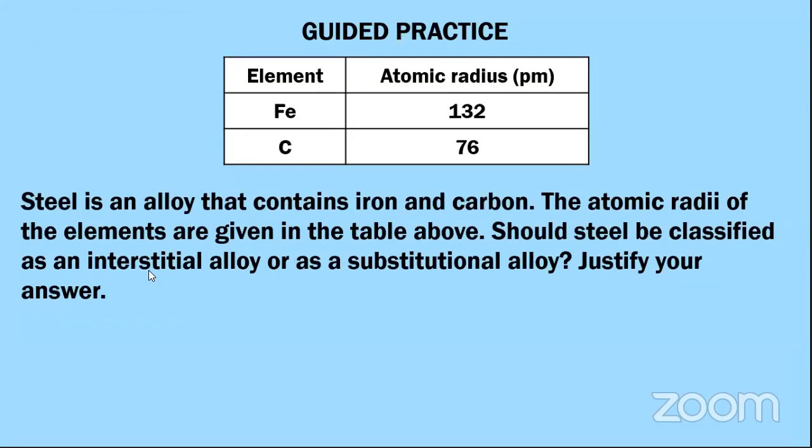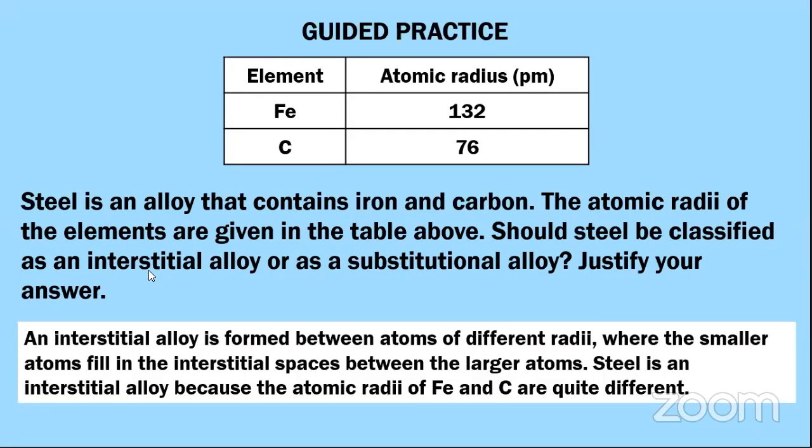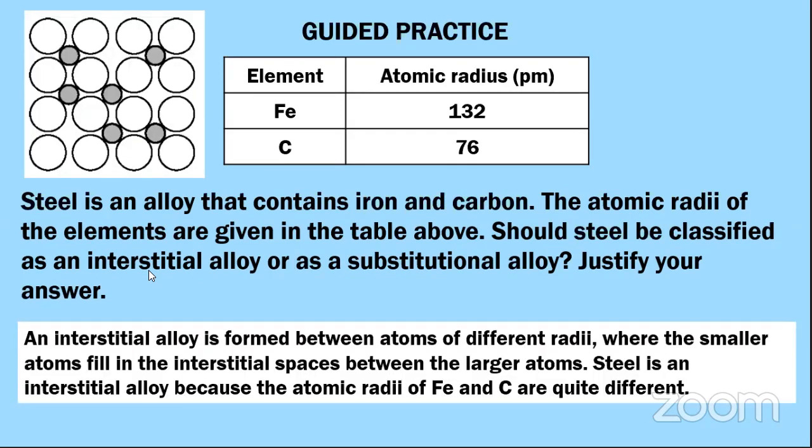Here we have iron and carbon, which are combined to make steel. Should we classify this as substitutional or interstitial? Well, take a look at those atomic radii. They are very different. So an interstitial alloy is formed between atoms of different radii, where the smaller atoms fill in the interstitial spaces between the larger atoms. So steel is a good example of an interstitial alloy because the atomic radii of iron and carbon are quite different.